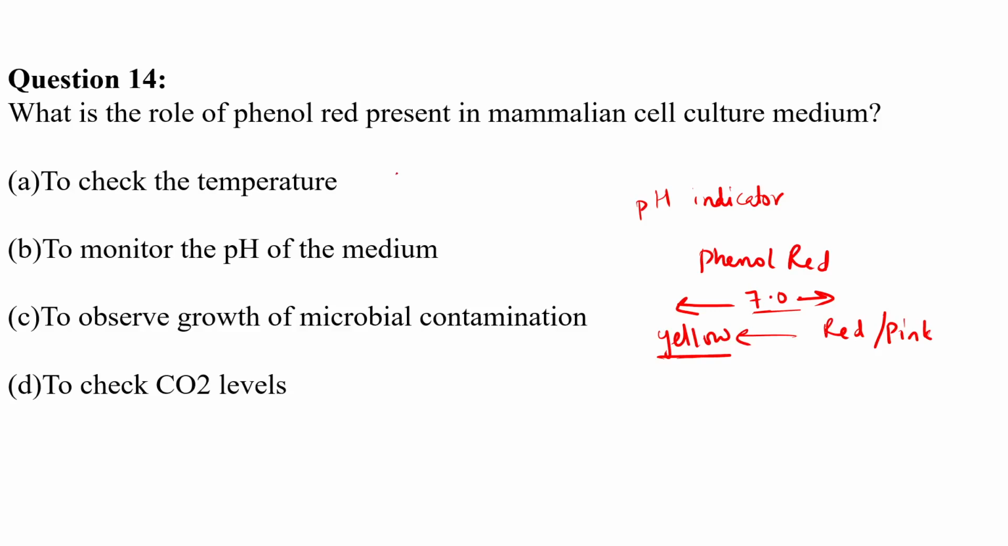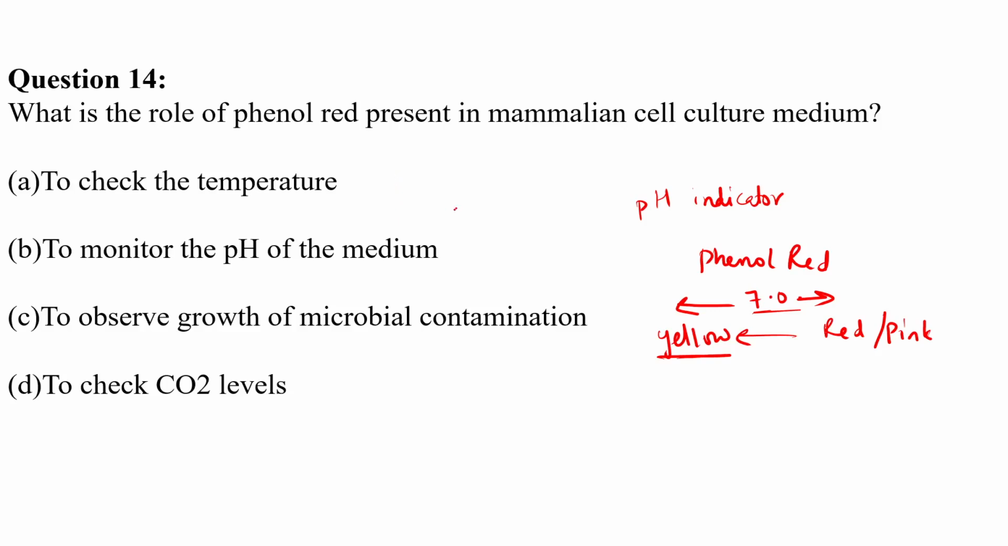Okay. That red pink color that is present in the medium, you will see the color has changed from red to yellow. And that change in color will immediately tell us that the pH of the medium is not maintained. That means we have to add certain components to the medium to maintain the pH, or we have to maybe increase the CO2 percentage that we are providing the cells in order to maintain the pH. Maybe the cells are not able to maintain the pH at that particular CO2 percent.